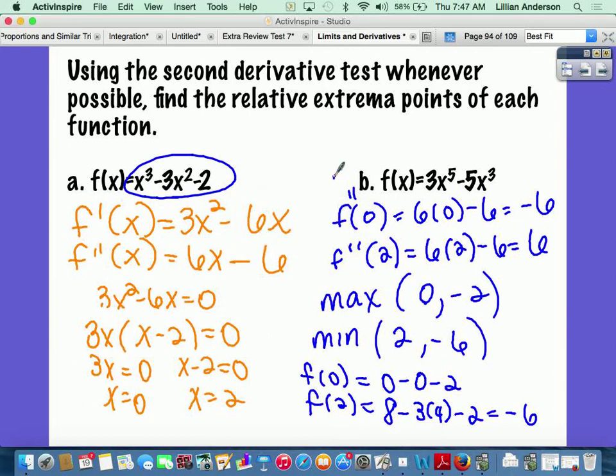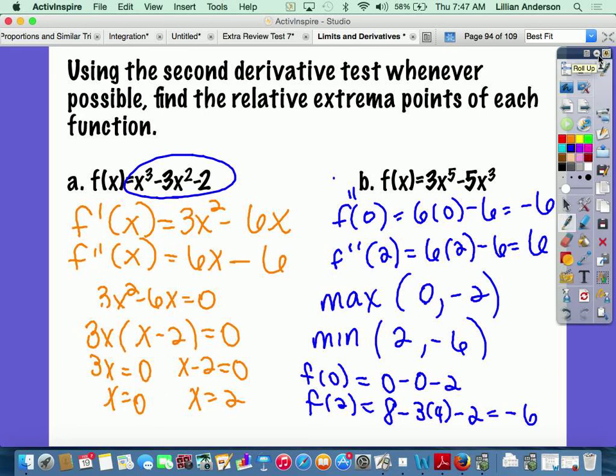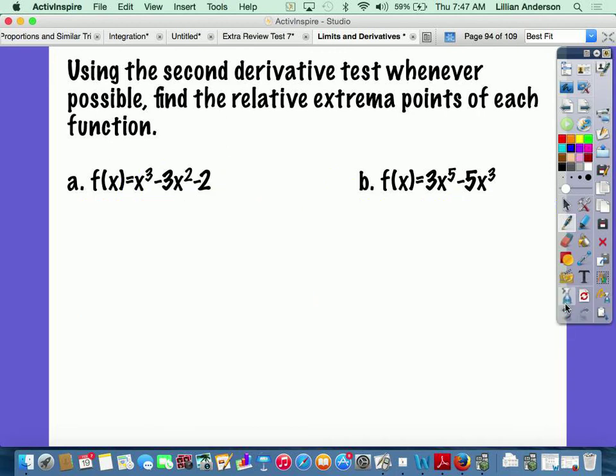All right? So again, we use the second derivative test to determine whether or not we have extrema and where it's actually located. So to do that, we take our first derivative, set it equal to 0, find our critical points, and then we plug those points into our second derivative to see if we have a max or a min. Okay? So let's try B.